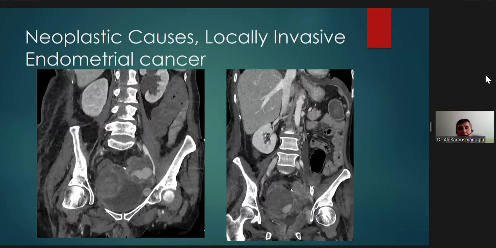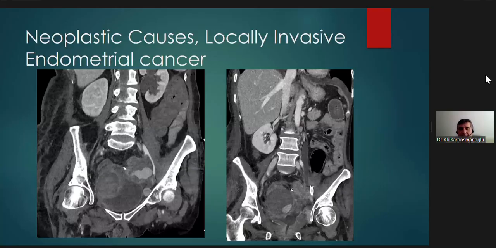So let's move on to the gynecologic causes. Let's start with the neoplastic causes first. So this patient presented to ED with severe hematochezia, known endometrial cancer, which was inoperable. So on CT, you can see a large pseudoaneurysm from the internal iliac branch, which fistulized into the adjacent rectum and caused this active bleeding.